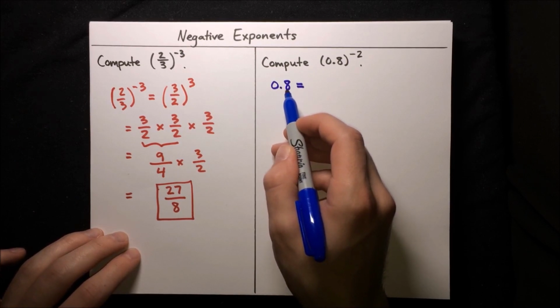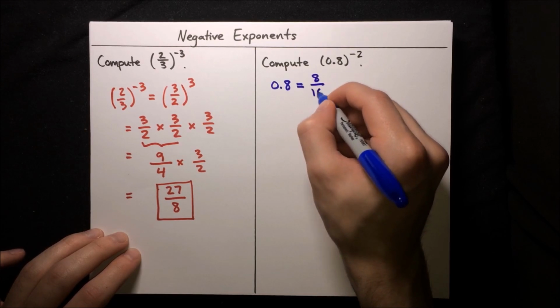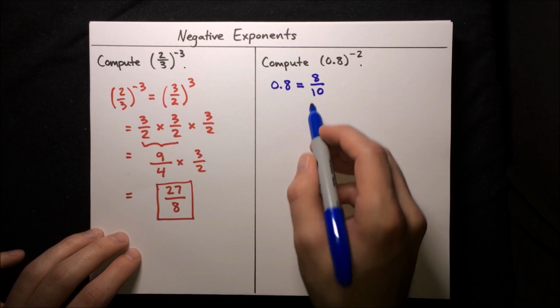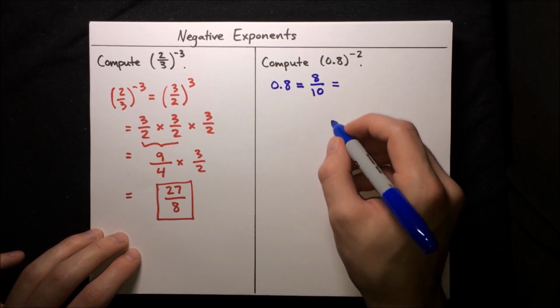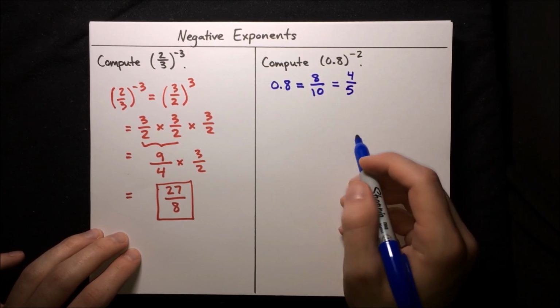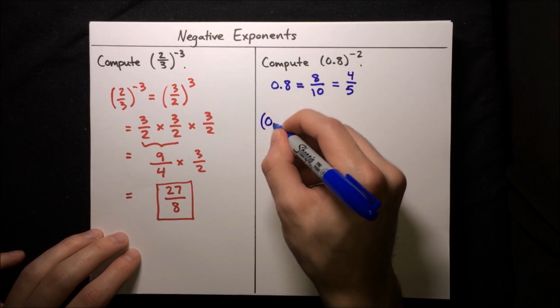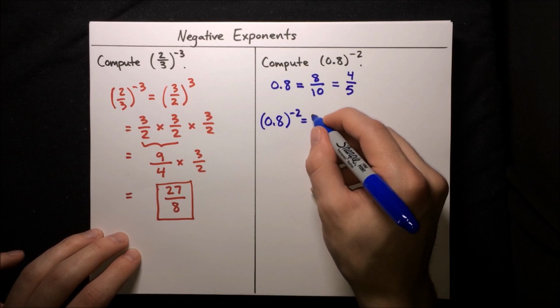It's got an 8 in the tenths place over here. So that's just 8/10, and then we can reduce that fraction a little bit. Both numbers 8 and 10 are even, so we can just divide by 2 on top and bottom, reduce that fraction down to 4/5. Okay, so 0.8 to the power of negative 2 is the same as 4/5 to the power of negative 2.